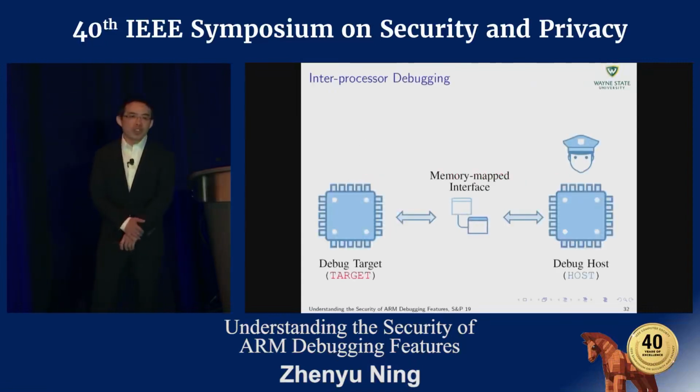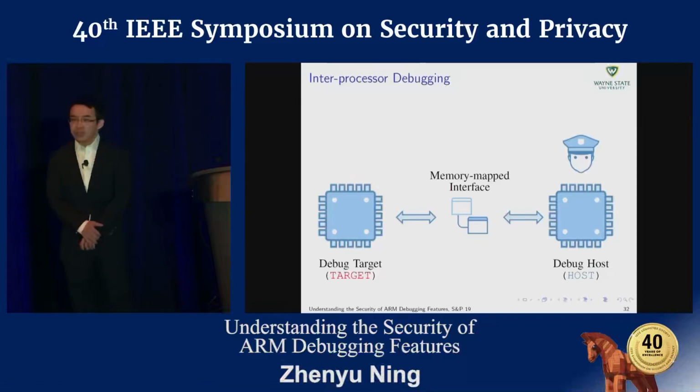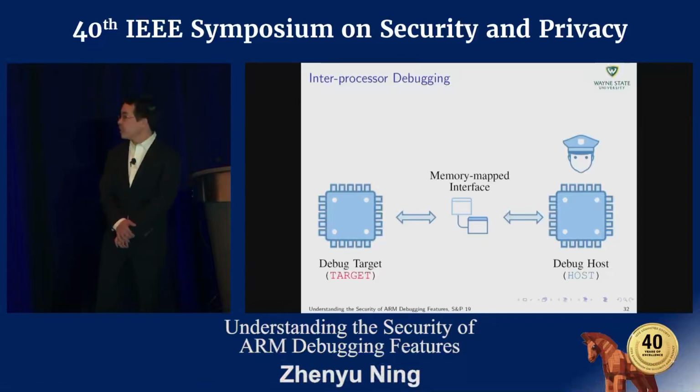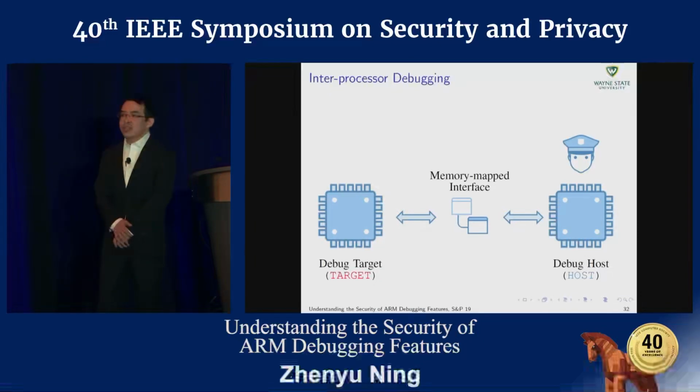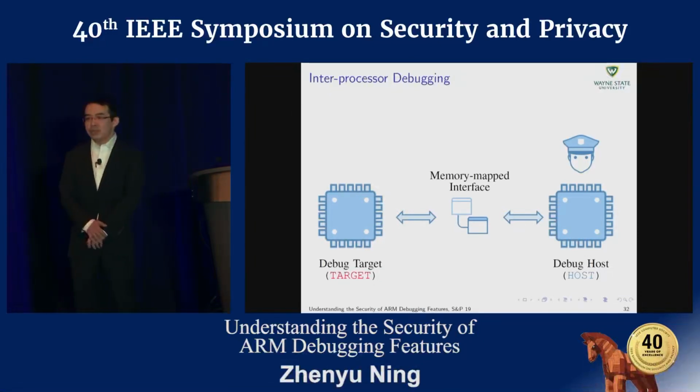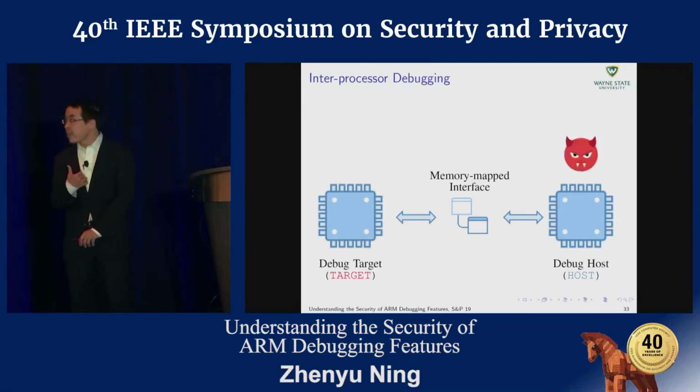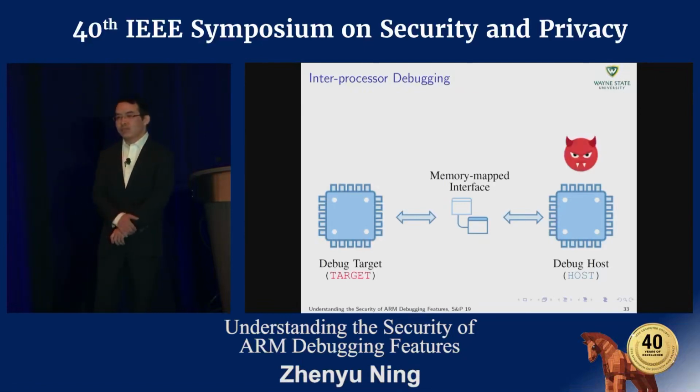This is the inter-processing debugging mode we introduced. Again, you have the host on your left, and you have a target on your right. And you can use the host to debug the target via the memory mapped interface. And in this mode, again, the host may be malicious. Then what will happen?